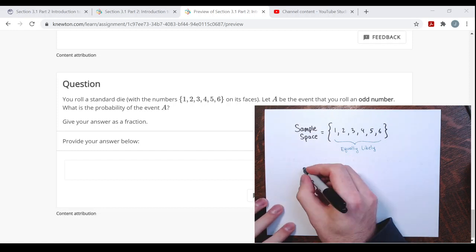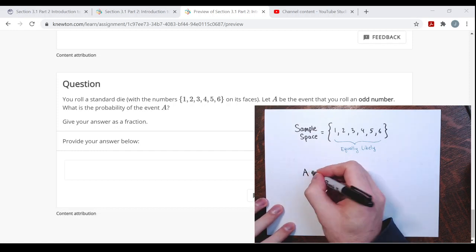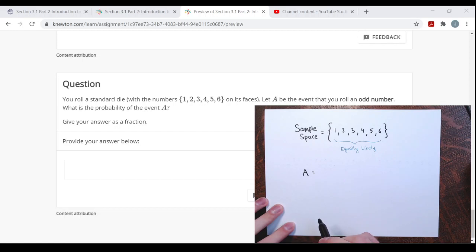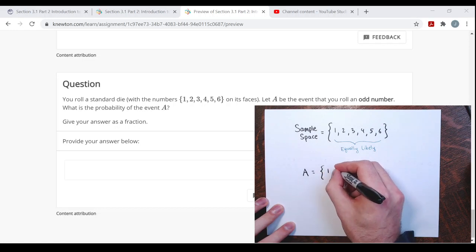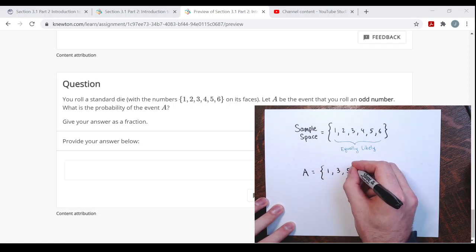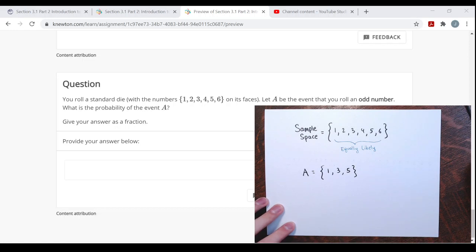Now they told us event A is the event that you roll an odd number. So remember, an event is just another list of outcomes. Now rolling an odd number would be rolling a 1 or a 3 or a 5. So here are the outcomes that show up in event A. Then they're asking, what is the probability of event A? So that's this P, and then in parentheses A, the probability of event A.